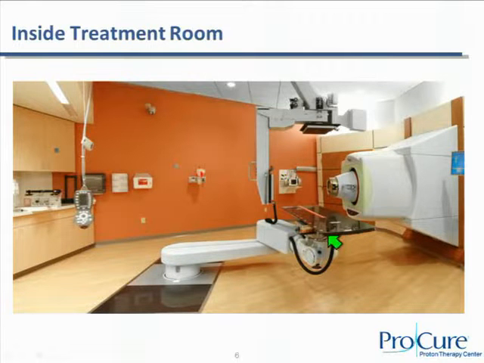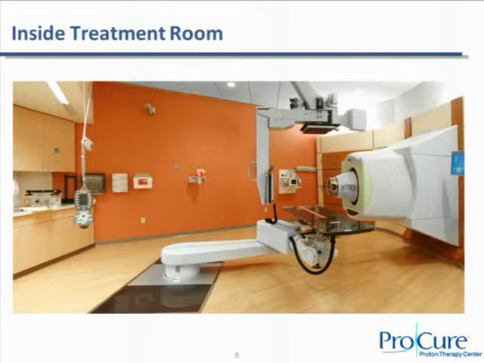And this is a 6-degree freedom robotic couch with a carbon fiber top and with a weight limit of 450 pounds. You got a pendant, you recognize that. Then we have also lasers, but the lasers are not used as we would use them. We don't heavily rely on lasers because this is an image-guided treatment system.